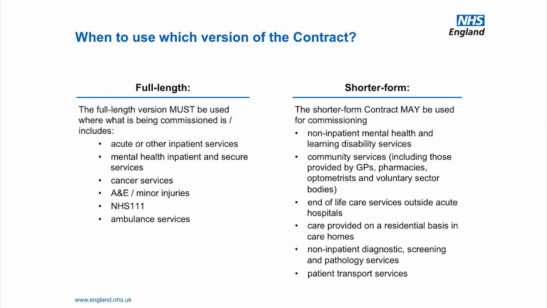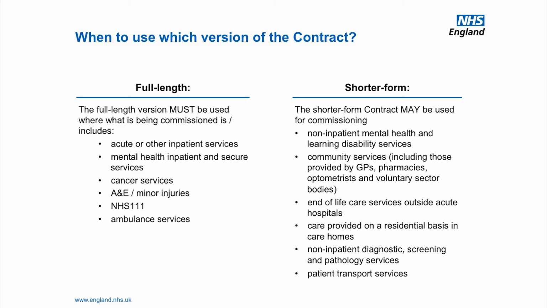So to say a little bit more then about when to use which version. So the full-length version must be used in certain circumstances, particularly where what you're commissioning is acute or other inpatient services, mental health, inpatient and secure services, cancer services, A&E, minor injuries, NHS 111 or ambulance services. For all of those, the full-length contract must be used because only the full-length contract contains the necessary provisions that relate to those services.